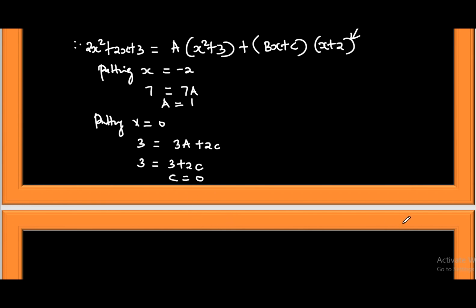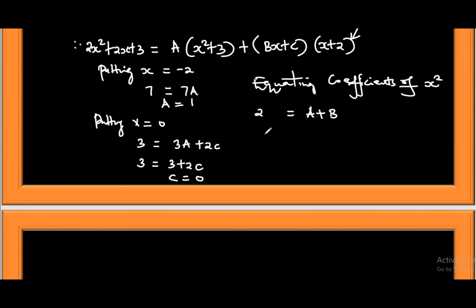If the value of c is 0, we can now move on and look for the value of b. So we can now equate coefficients, preferably coefficients of x squared. What shall we realize on the left-hand side? We have a 2. On the right-hand side, it will be a plus b. That means now we know the value of a, so this will be 2 equals 1 plus b, and therefore b becomes 1. So now that we have the values of a, b, and c, we can make a conclusion.